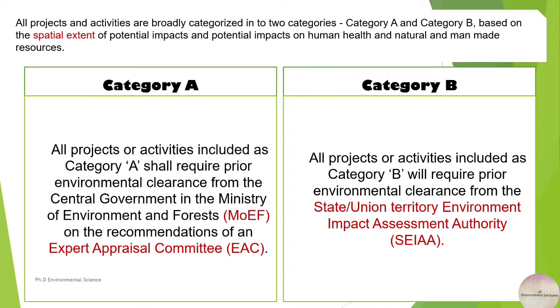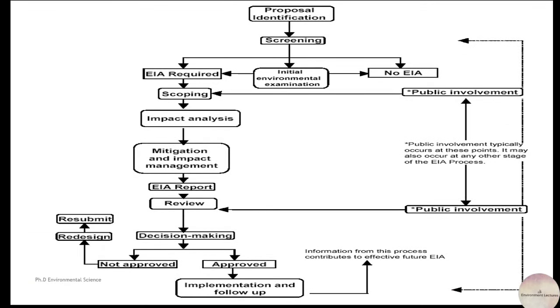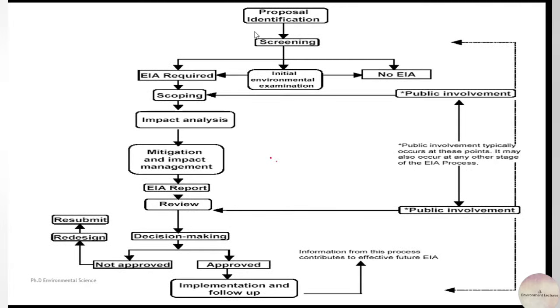So this is the flow chart of EIA process. So first we'll understand a little bit from the flow chart. After that we will go into detailed understanding of all the individual stages. So this flow chart represents the EIA process. So here is step-by-step explanation.